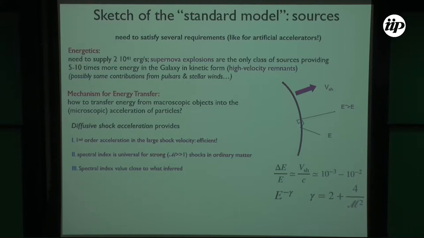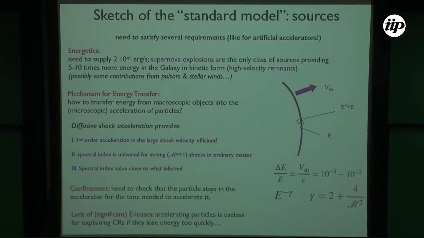And you can repeat this again and again and again, as long as the shock is surviving, which happens for, say, 100,000 years. Keep in mind this time scale, 100,000 years. The spectral index is universal. It's universal for strong shocks, which means strongly supersonic shocks. The Mach number is much larger than 1. And you get something which is slightly steeper than E to the minus 2. And this is good because it's quite close to the value that you infer from observation. Okay? These are a few of the reasons why this mechanism is preferred.